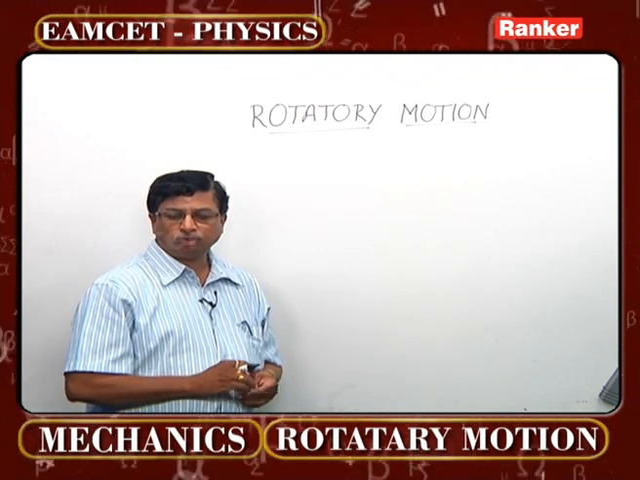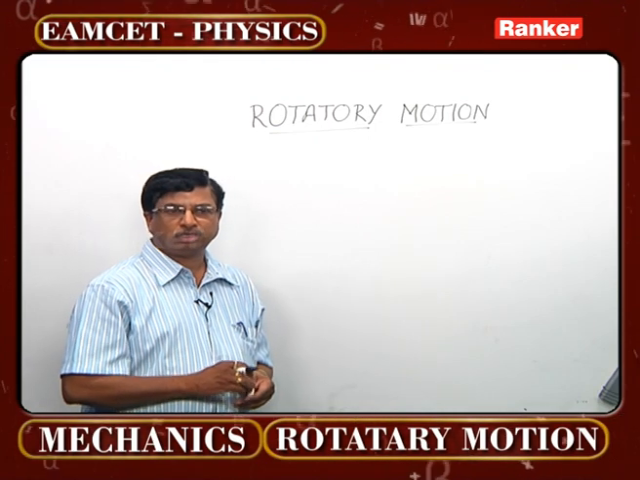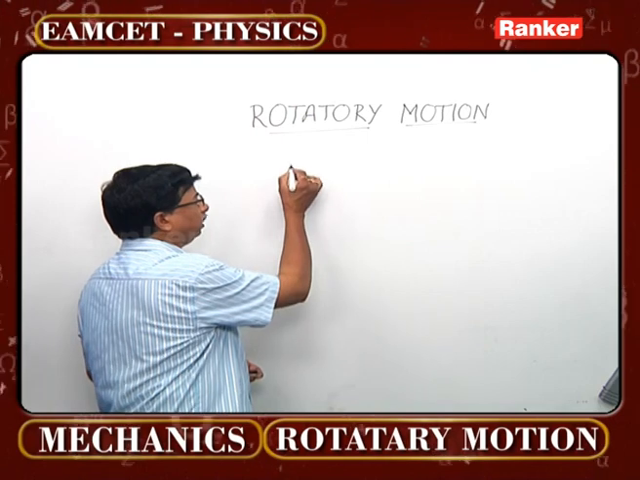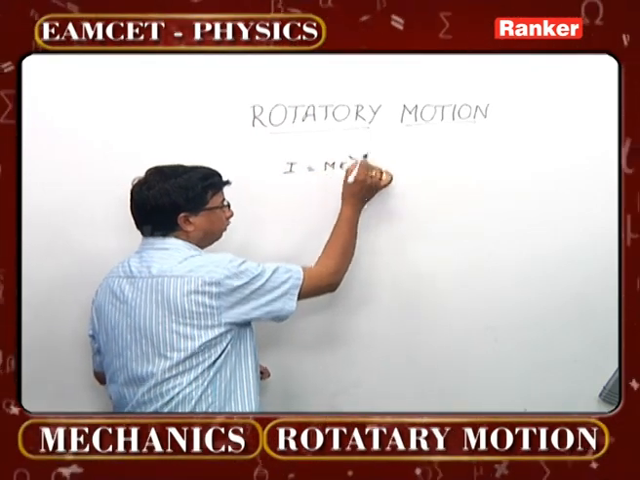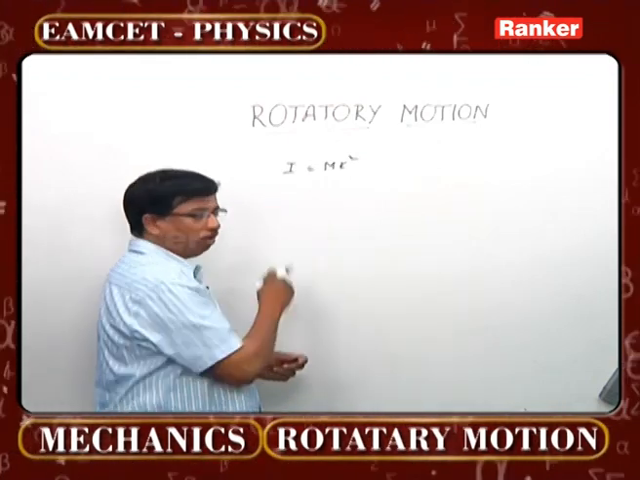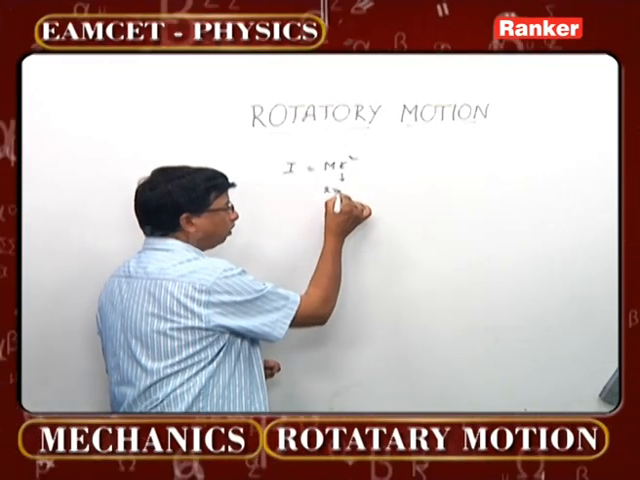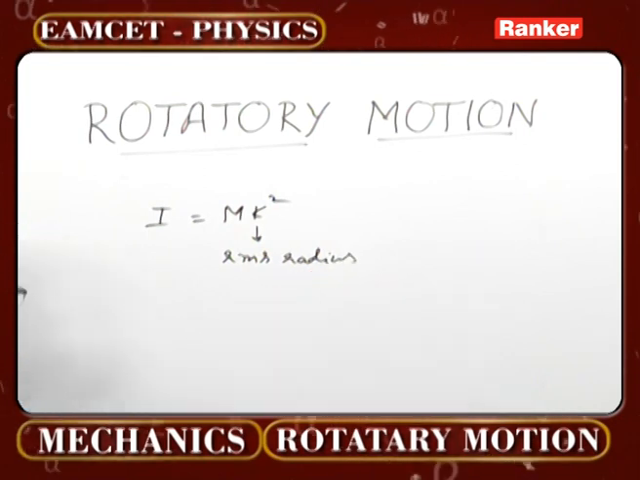In fact, we all know very well that moment of inertia is nothing other than the inertia of a rotating body. Generally, we speak of moment of inertia as the formula M k square, M being the mass of the body and k is called the radius of gyration, or in other words, you can even call this the RMS radius of that particular system.